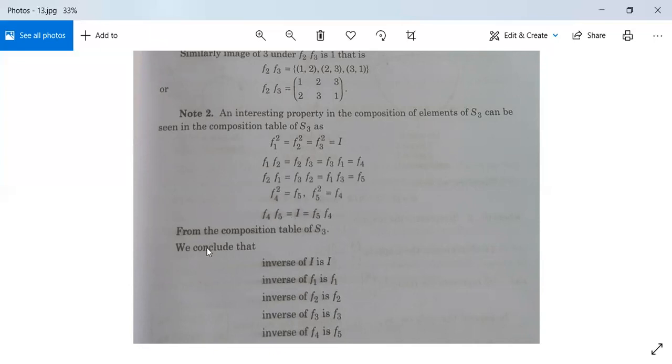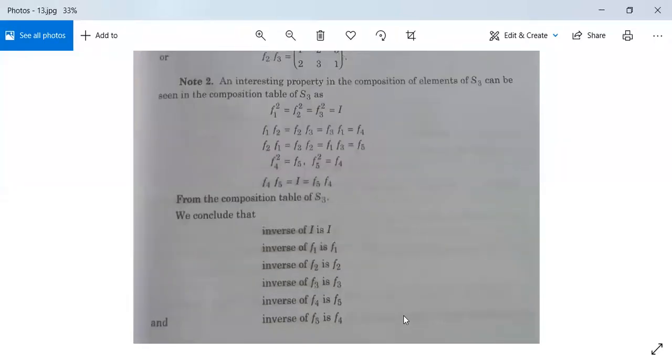From the composition table of S3 we conclude that the inverse of I is I, the inverse of F1 is F1, the inverse of F2 is F2, the inverse of F3 is F3, the inverse of F4 is F5, and the inverse of F5 is F4.